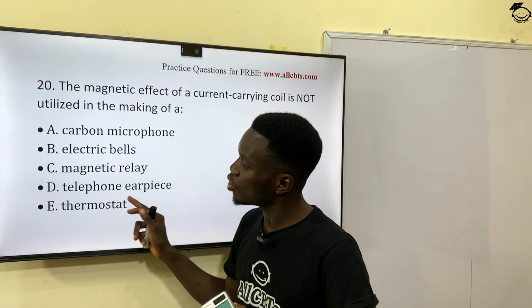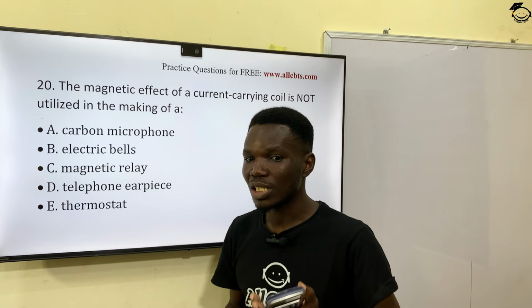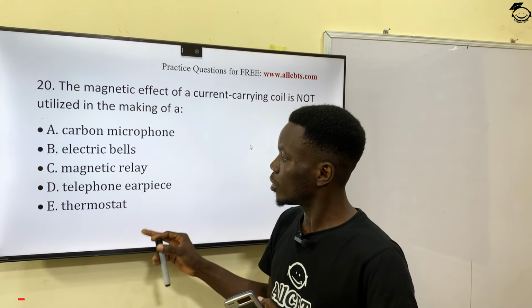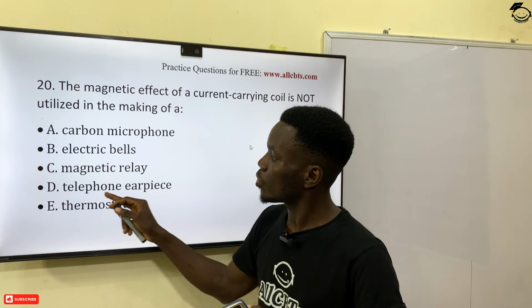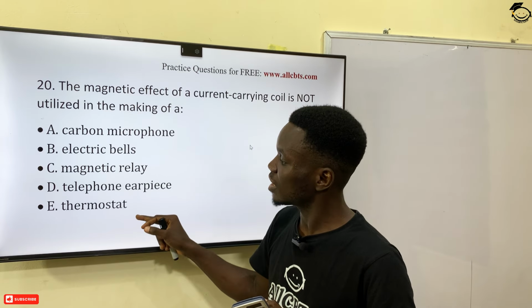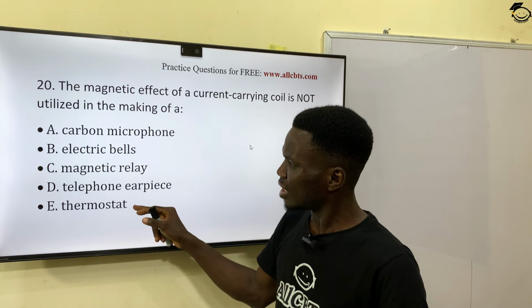So the only one that does not use the magnetic effect is the thermostat, and the thermostat uses the bimetallic strip. It's made up of bimetals, so it uses a bimetallic strip. It uses the bimetals for detecting changes in temperature. So the correct answer to this question is option E.